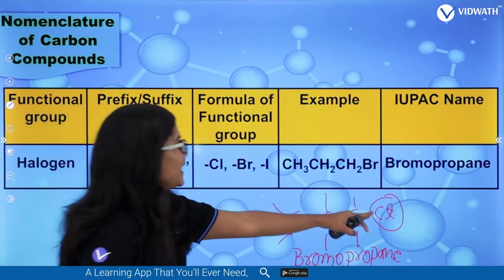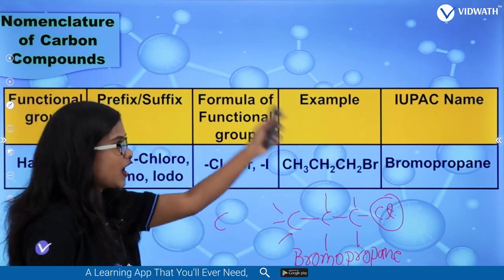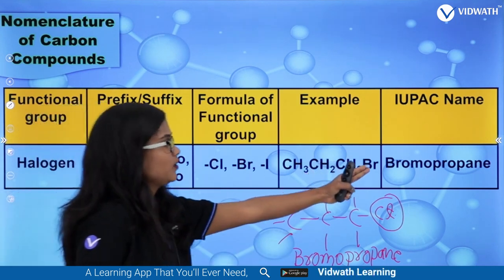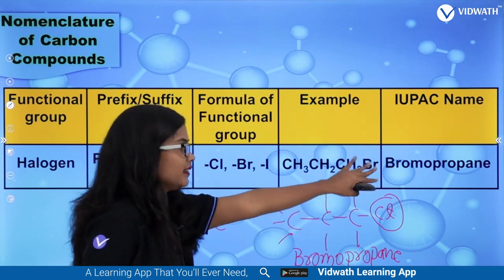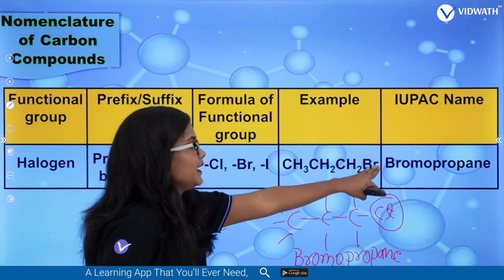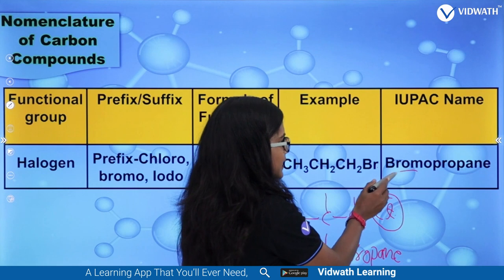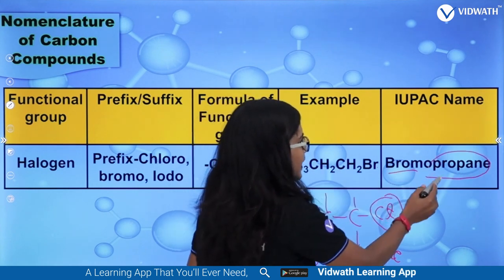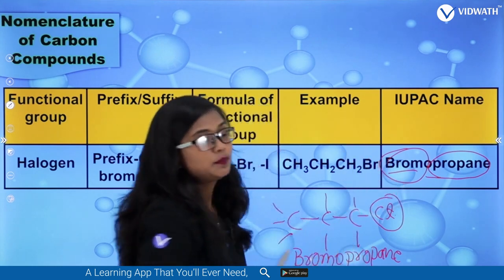Chloropropane. If it is I, we call it iodopropane. Clear? So this is how we name this functional group. If a halogen functional group is present in a hydrocarbon compound, then we name it by using it as a prefix, and the remaining part will be the suffix. While naming, we use it as a prefix.